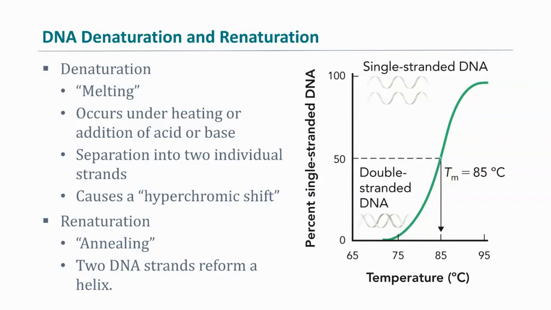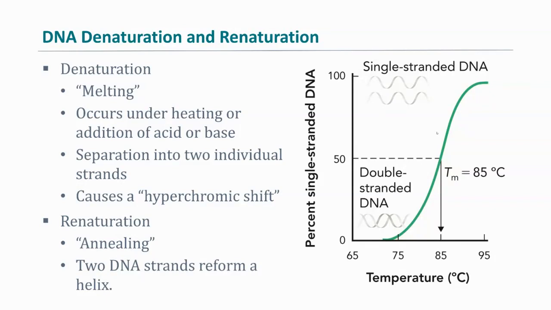Okay, until the point where 50% of the population is single-stranded DNA, and the other 50% is double-stranded DNA. At that point, the temperature is called Tm, the melting temperature. That's the temperature where 50% of the population is single-stranded and the other 50% is double-stranded. At that point, we call it the melting temperature.